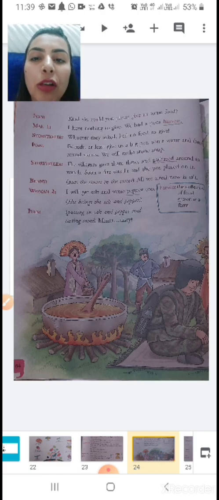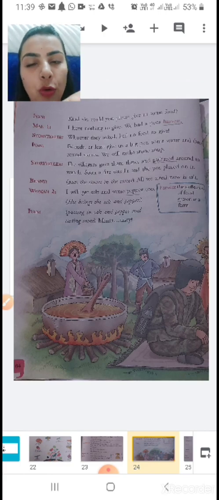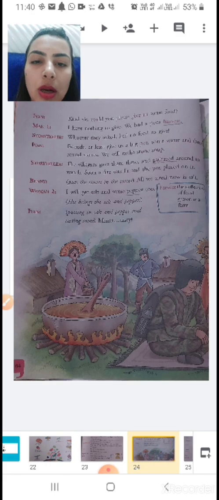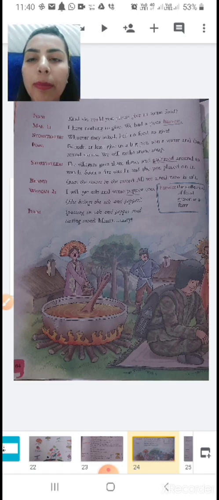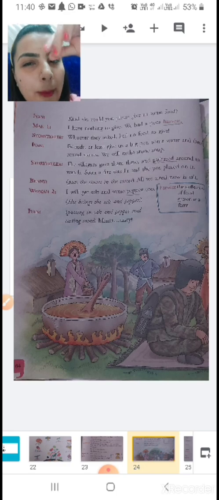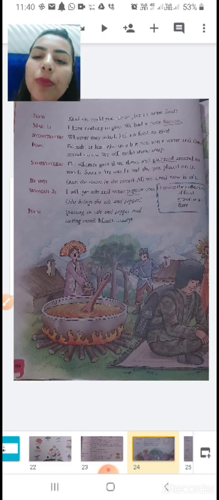Soon a fire was lit and the pot placed on it. Then Benny puts the stone in the water. All we need now is salt. And what did Benny say? We need some salt.